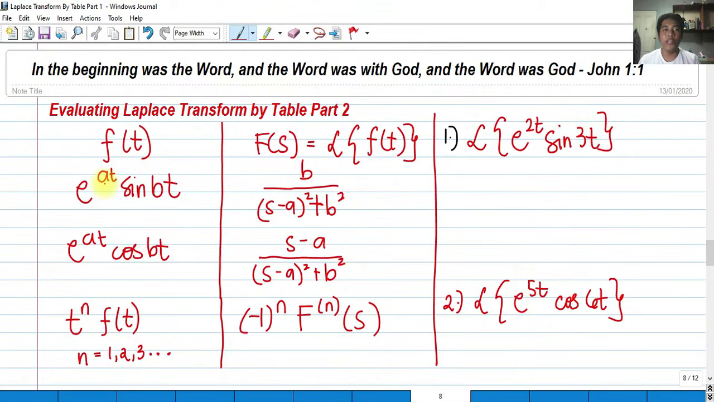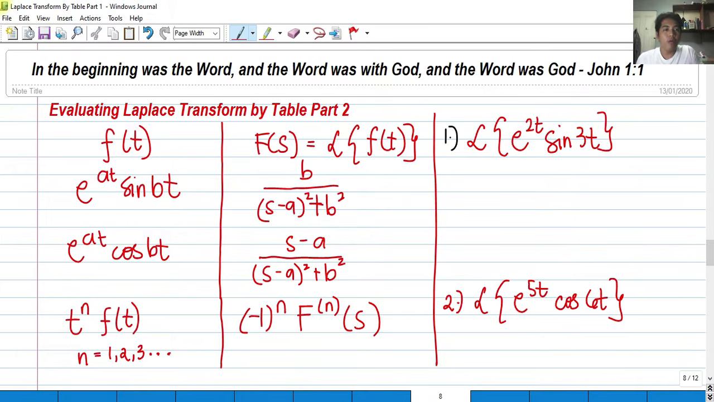Hi, so for today we're going to continue our discussion all about evaluating the Laplace transform by using the table of Laplace transform. This is already part 2 of our discussion about evaluating Laplace transform by tables. If you haven't watched my part 1 video lecture all about Laplace transform, please watch it first before proceeding in this video. But if you are done with that, then well done. We shall be continuing our Laplace transform by table form.